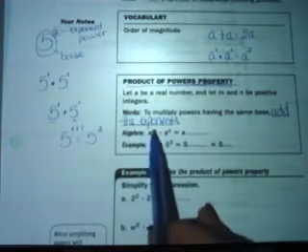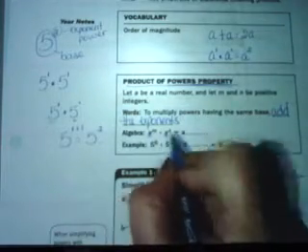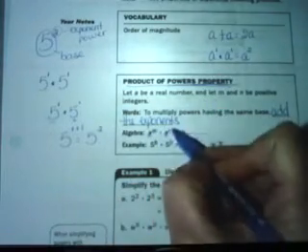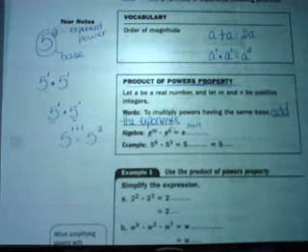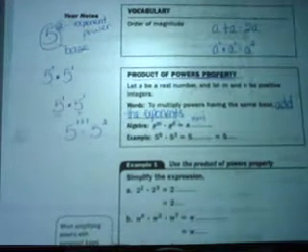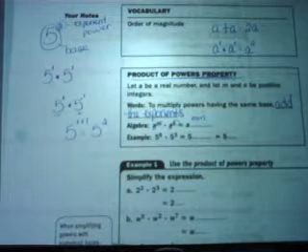Right, here I have A to the M times A to the N. I am multiplying like bases, so I'm going to add their exponents, so that becomes A to the M plus N. And then so on with the next example. Multiplying like bases, you add exponents.